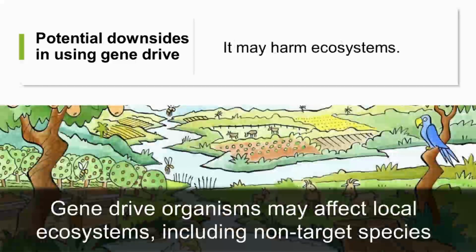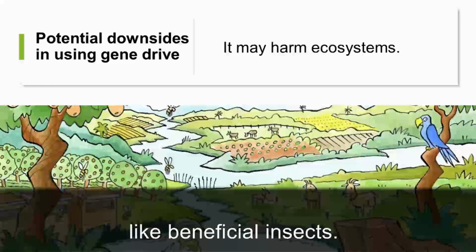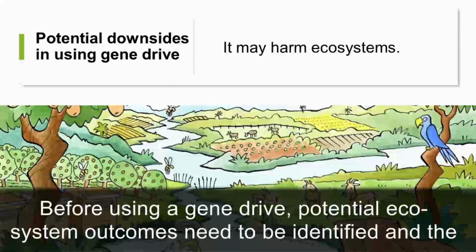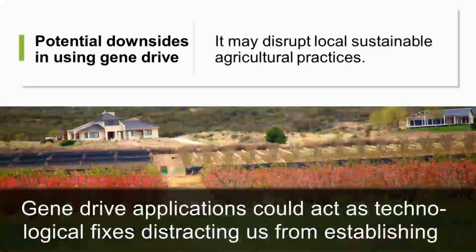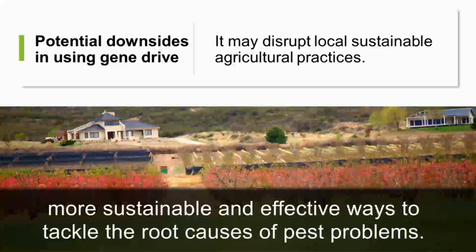Gene drive organisms may affect local ecosystems, including non-target species like beneficial insects. Before using a gene drive, potential ecosystem outcomes need to be identified, and the potential benefits and risks of harms for local and global ecosystems need to be assessed. Gene drive applications could act as technological fixes, distracting us from establishing more sustainable and effective ways to tackle the root causes of pest problems.